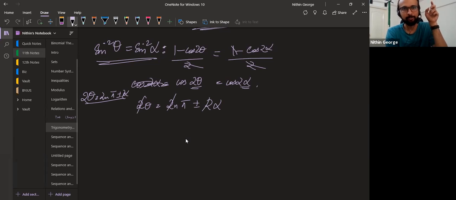So if the question is cos square theta equal to cos square alpha, what would you have done? You would write 1 plus cos 2 theta, 1 plus cos 2 alpha by 2. And then you cancel out, you get the same result here. And from there you get theta equal to n pi plus or minus alpha. Now similarly, you can do the same thing for sine square theta also.